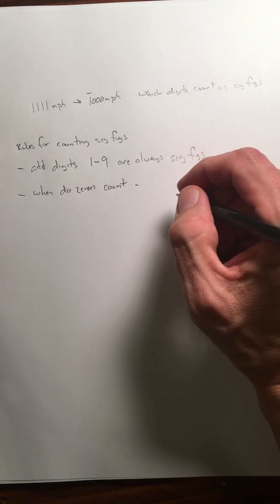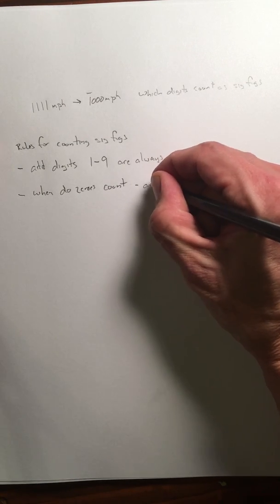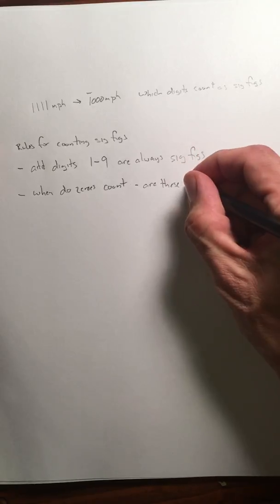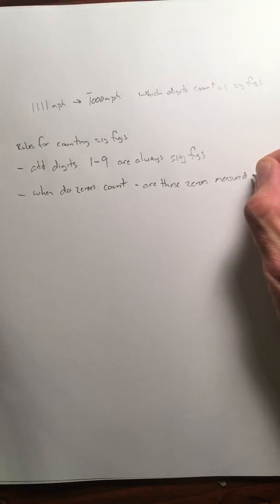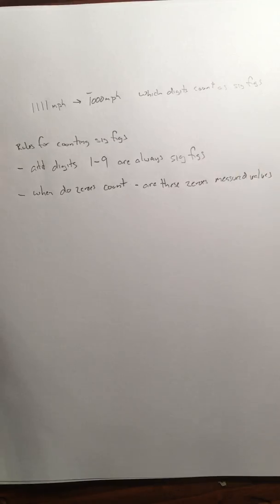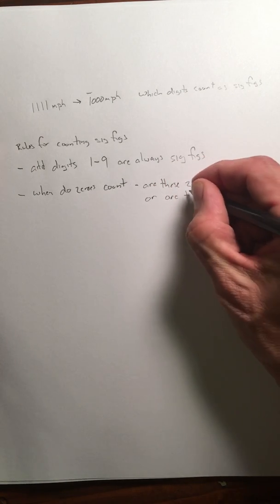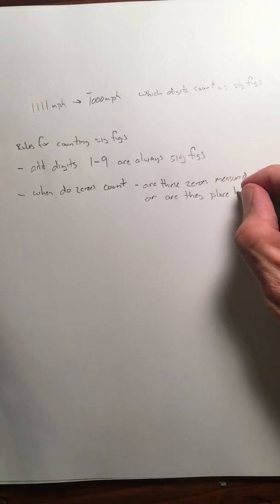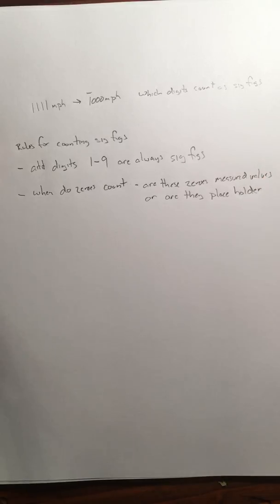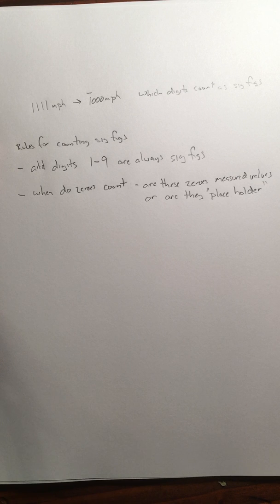What you really want to ask yourself, if you think of it as a measurement, is: are these zeros measured values? If you did measure it and it was really 0, that's a significant figure. Or are they just placeholders? We'll explain what a placeholder is as we go along here. But placeholders are not going to count as significant figures. They aren't really measured values.